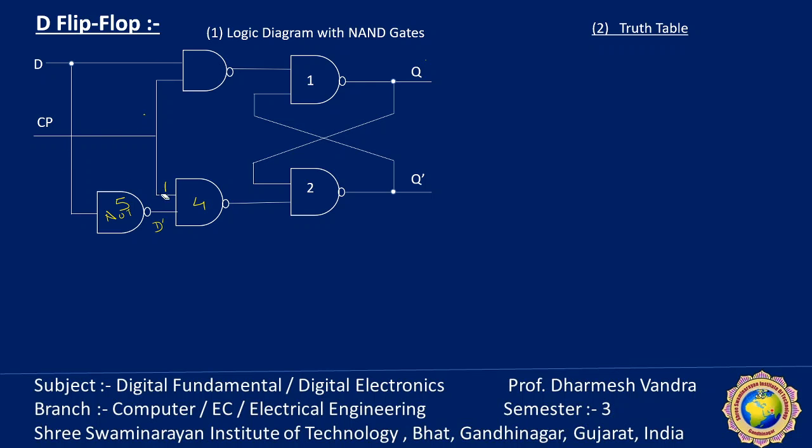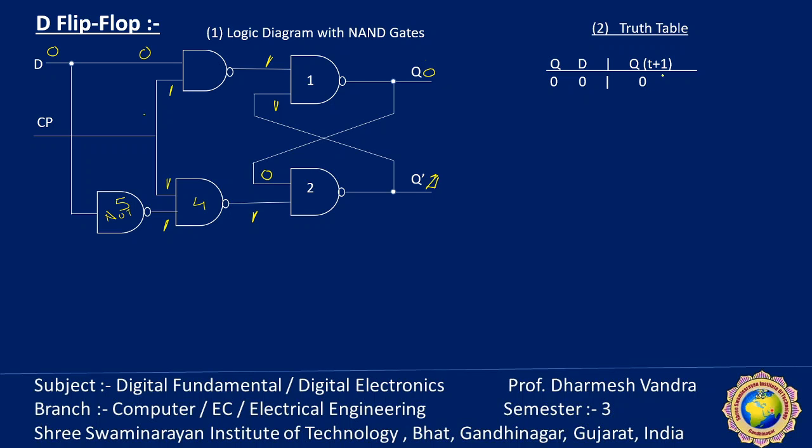So here only one input is there. The first condition is that Q equal to 0. Obviously at that time Q dash is 1 and D equal to 0, so D dash is equal to 1. The clock pulse is 1. If any one input is 0, the NAND result is 1. 1 1 whole dash is equal to 0, and 0 1, if any one input is 0, the NAND gate output is 1. So the output is 0.